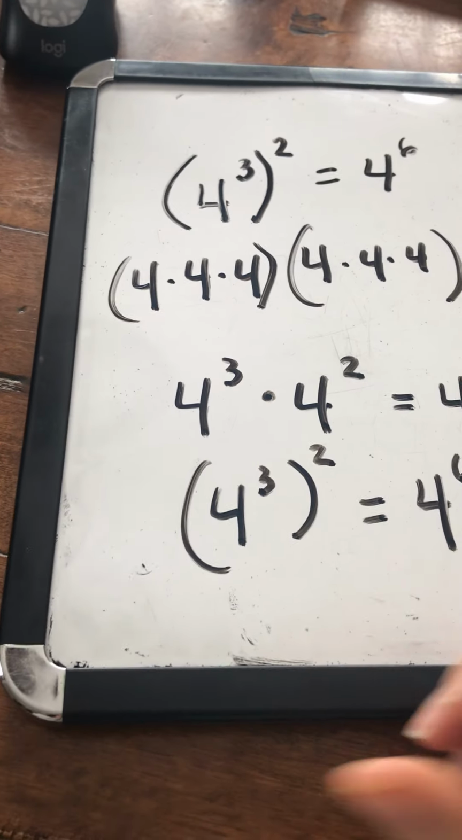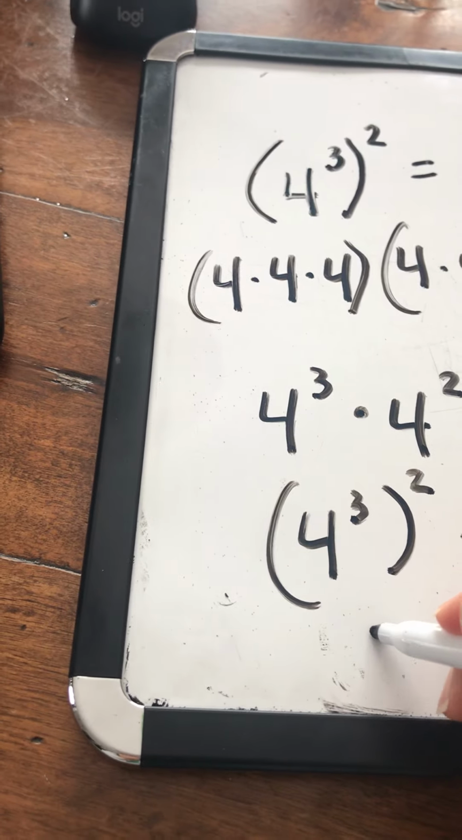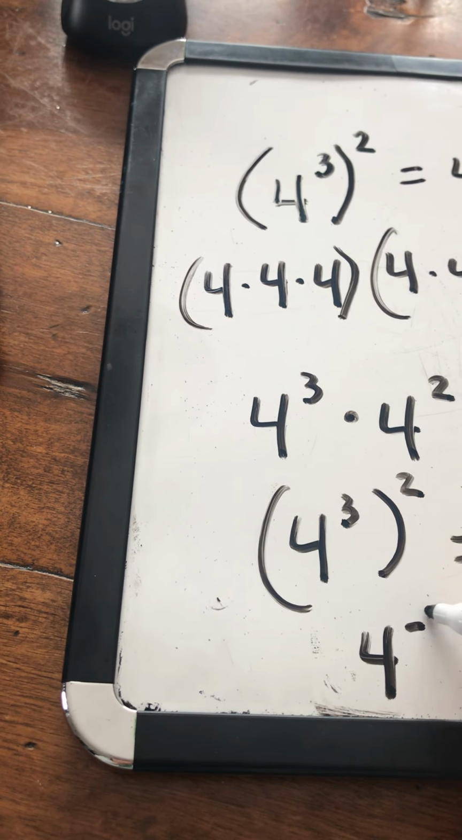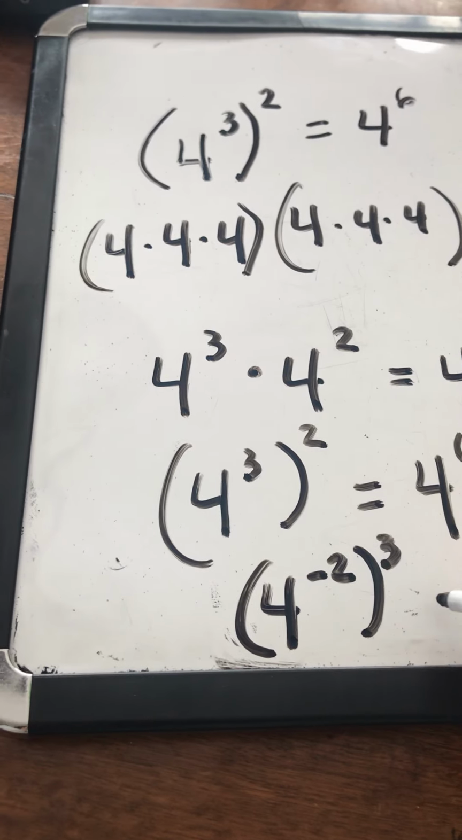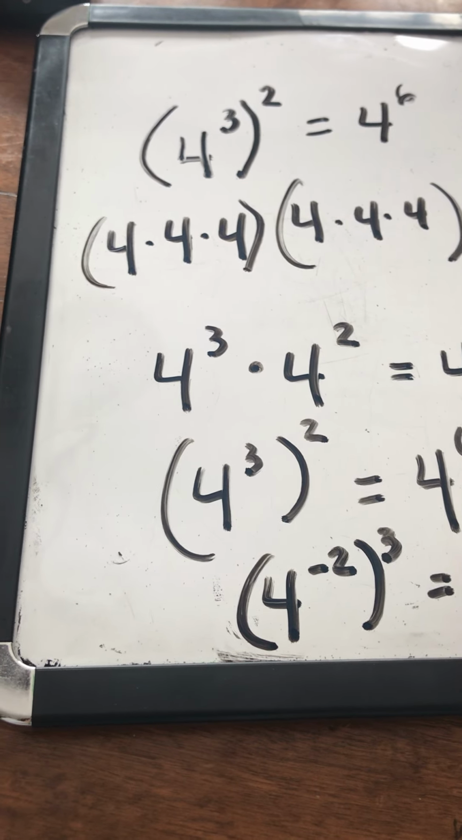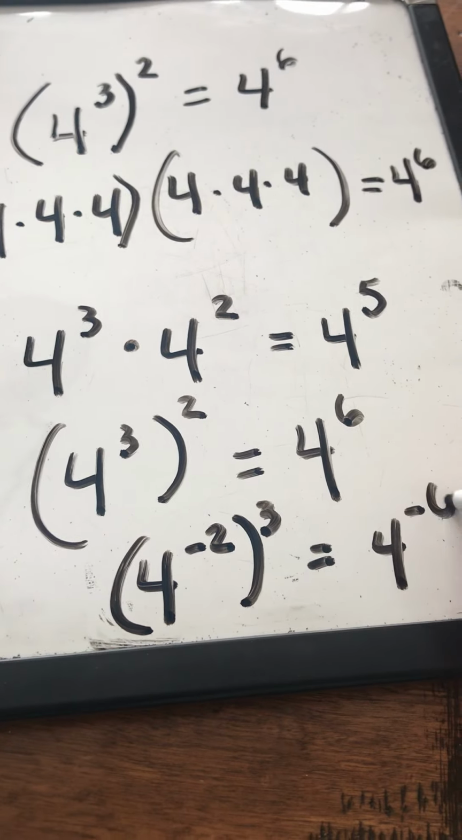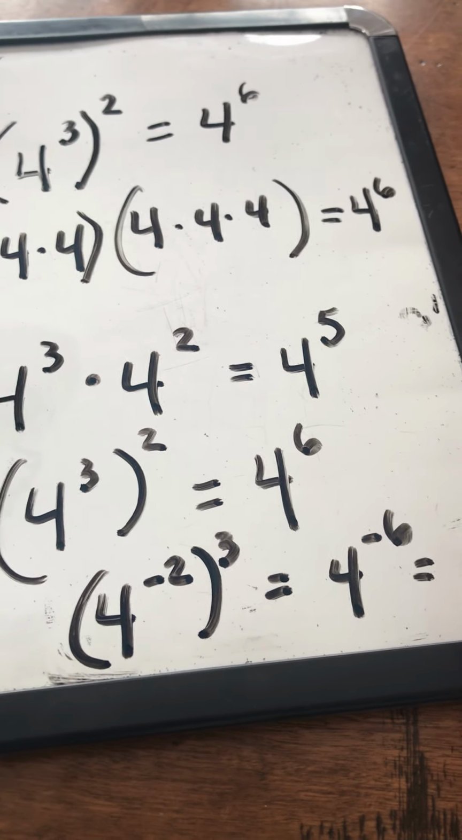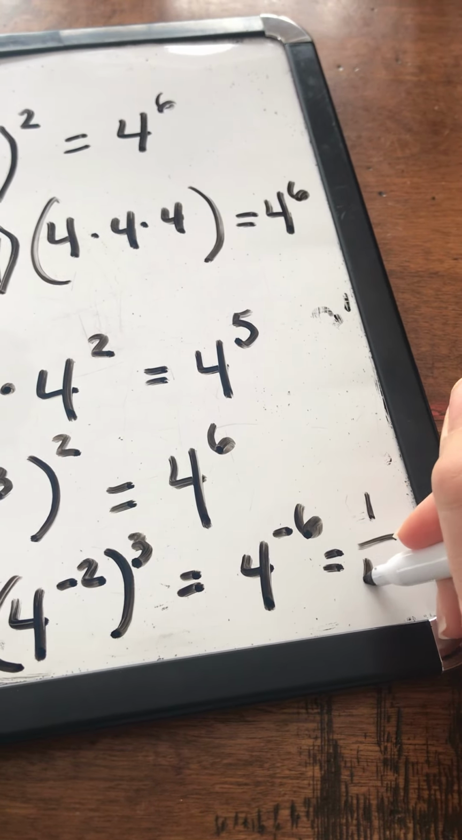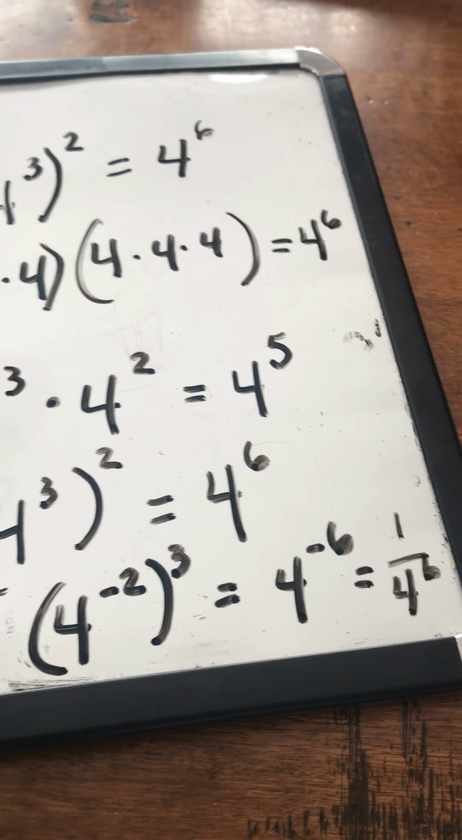And then sometimes you might have negative exponents. If I had 4 to the -2nd raised to the 3rd power, well, -2 times 3 would be -6. And we've got to use our negative exponent rule. We can make that positive by moving it to the denominator.